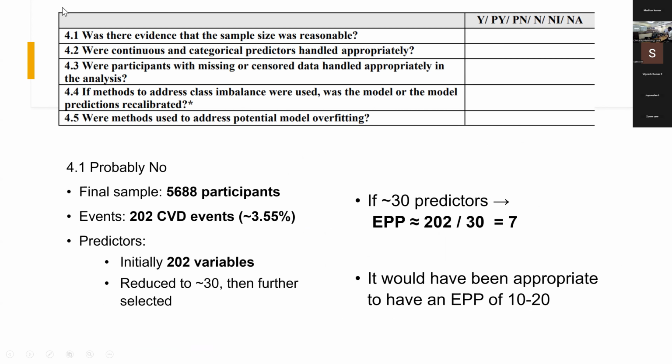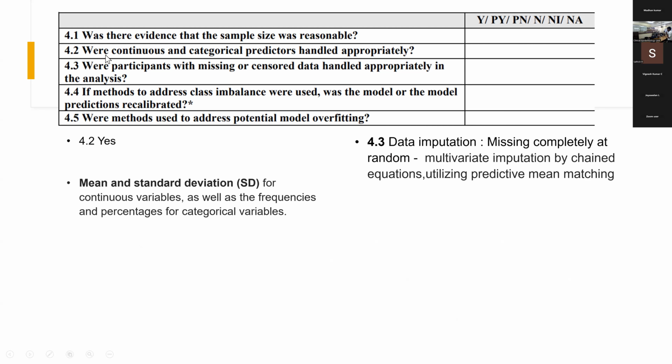So the first question was, was there evidence that the sample size was reasonable? As I had told previously, the events per predictor was actually 7, which is less than the rule of thumb, which says there should be at least 10 to 20 events per predictor. So the sample size was not adequate. And were continuous and categorical predictors handled appropriately? They have used mean and standard deviation for the continuous variables, as well as frequencies and percentages for categorical variables.